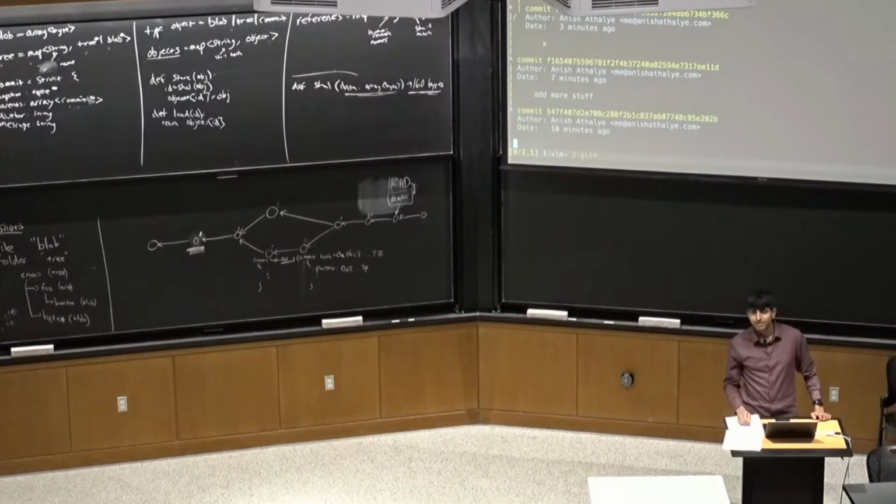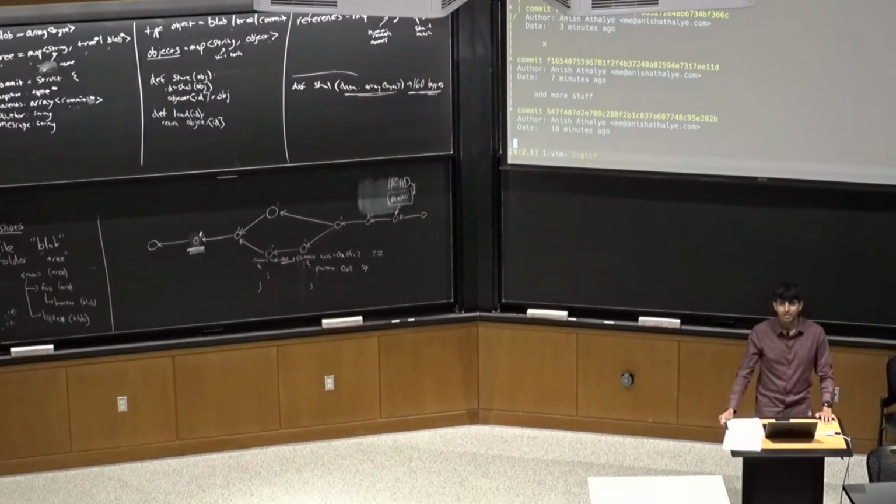Question? Instead of git switch master, git merge Anish, would it be possible to have done git switch Anish, git merge master? So the question is, instead of merging Anish into master, could we have merged master into Anish? And yeah, absolutely. Master isn't special, it's just one name versus another.